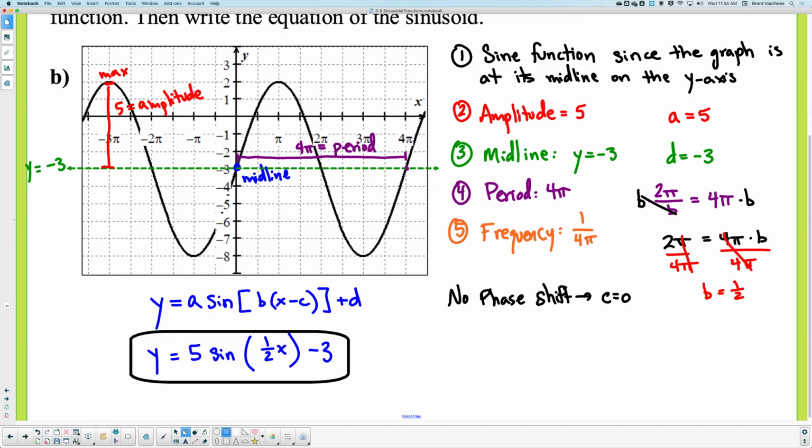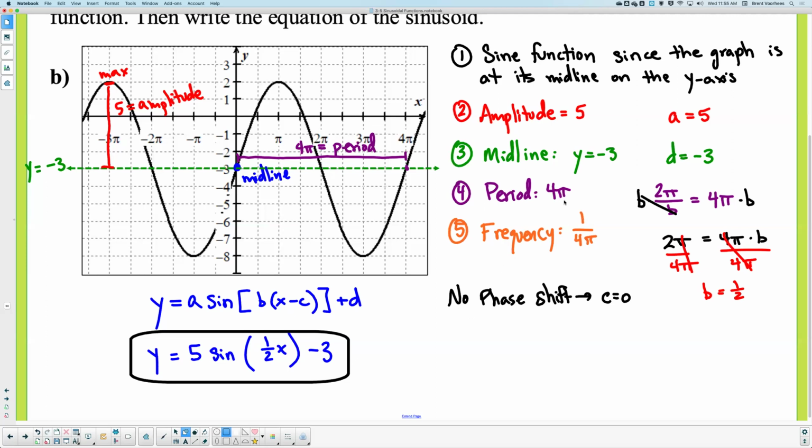Questions over that? Yes, ma'am. So is the period 4 pi or 1 pi? Great question. The period is 4 pi. That's how long it takes to complete one cycle. The b value is what goes into the equation from which you can find the period if we were working backwards. Like if I gave you the equation, you would use the b to find the period, but the period itself is the 4 pi.